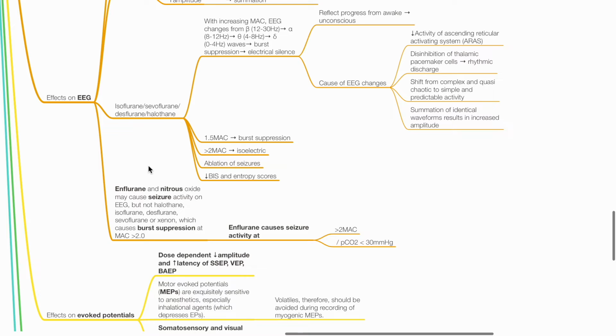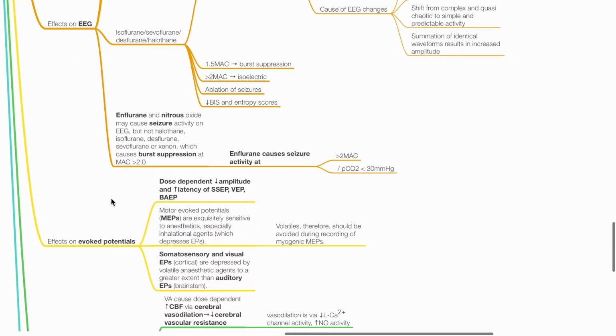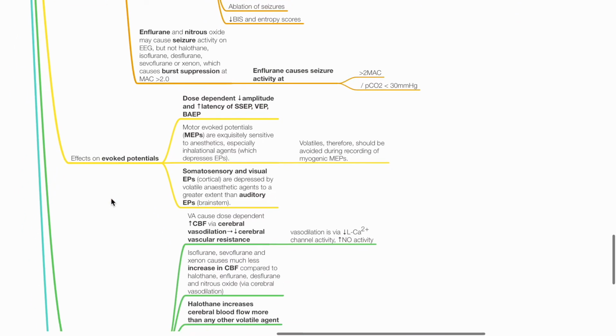Enflurane and nitrous oxide may cause seizure activity on EEG, but not halothane, isoflurane, desflurane, sevoflurane, or xenon, which causes burst suppression at MAC of more than 2.0. Enflurane causes seizure activity at 2 MAC or more. Hypocapnia reduces seizure threshold.